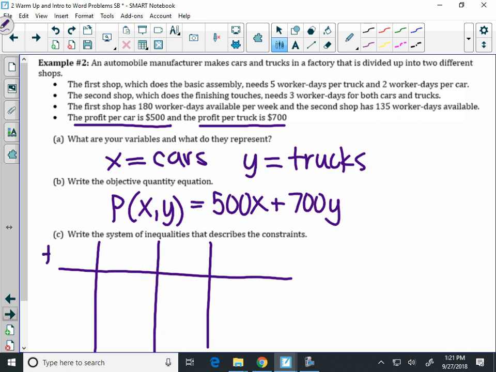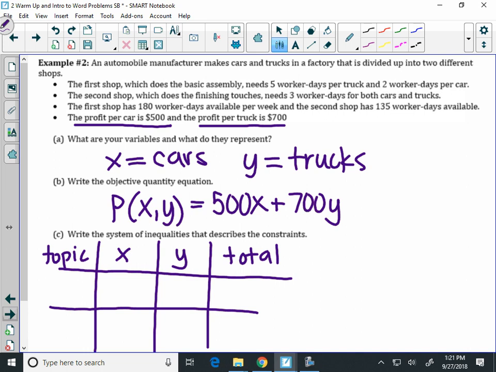We'll have our topic of our equation. We'll have our x value, our y value, and the total amount of something. And then we'll have a couple equations over here.